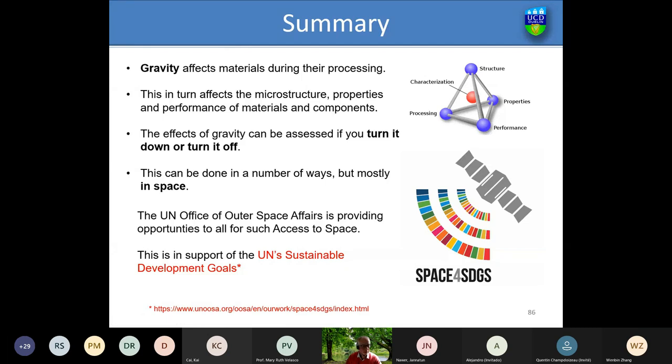So via this initiative, the United Nations Office for Outer Space Affairs is providing opportunities to all for access to space in development of their sustainable development goals.